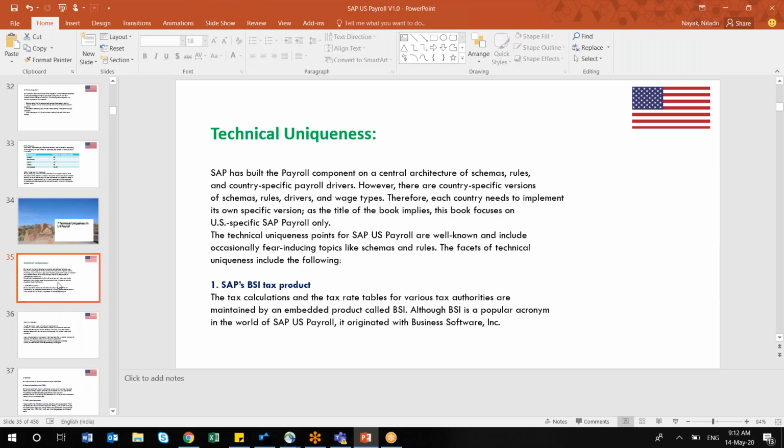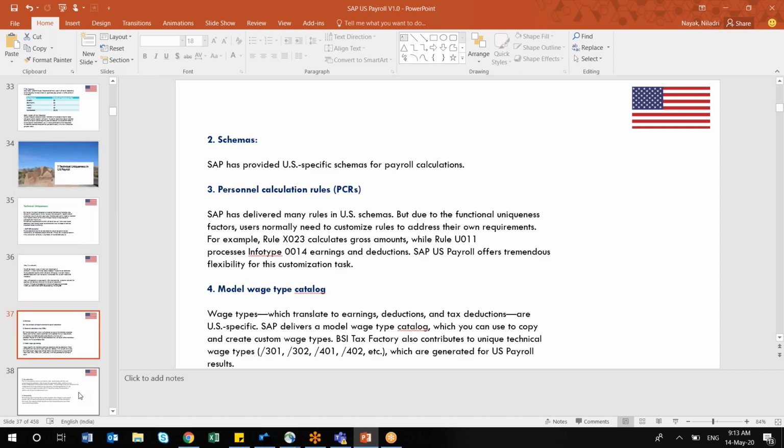So from a technical aspect, we will be covering the BSI tax product. We will be understanding the product itself and how SAP innovated after moving to EC payroll. I will also be focusing on the new things you have to do whenever you are moving to EC payroll. That will be covered from a technical uniqueness point of view. The remaining uniqueness is not much.